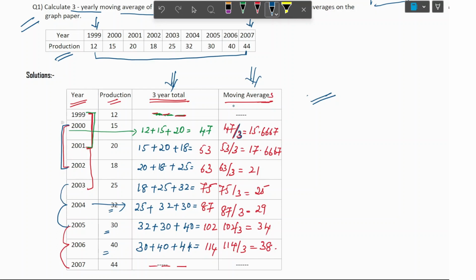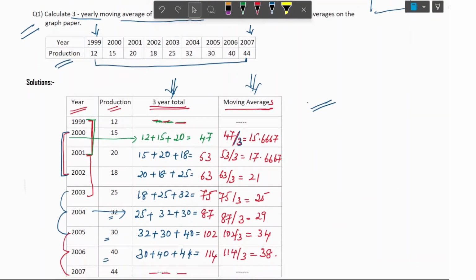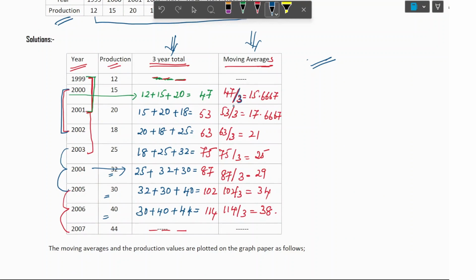Now see, the same data. You want to read the question properly, because sometimes they will ask you only to calculate the 3-year moving average for the following data. That means you just have to prepare the table and complete the answer. But they may ask you to plot the same. That means they ask you to plot the data and the moving average on graph paper. I'll show you what you need to plot on the graph paper. First, you want to plot the data, that means year and production.